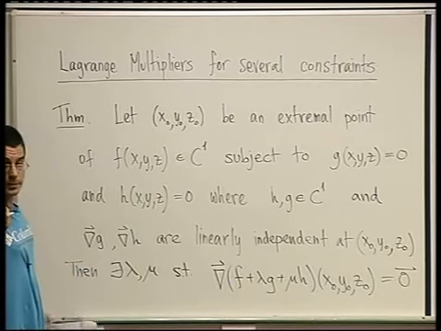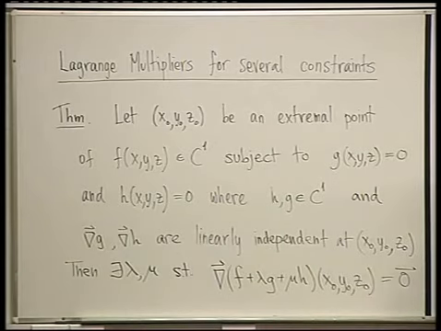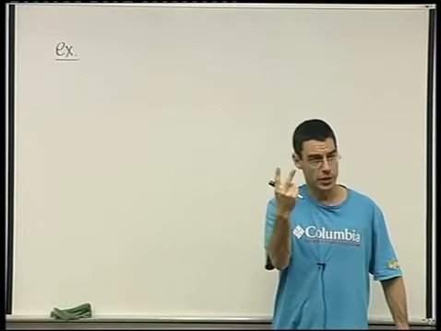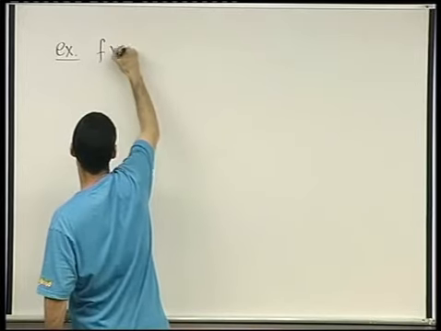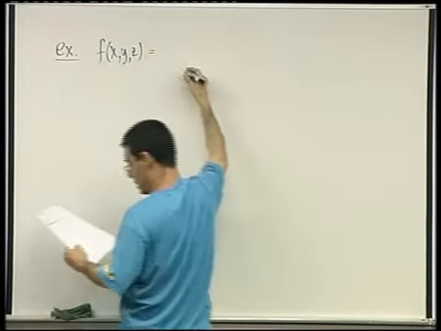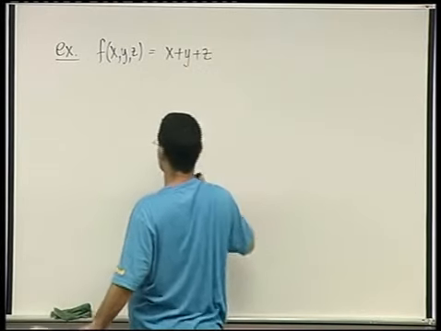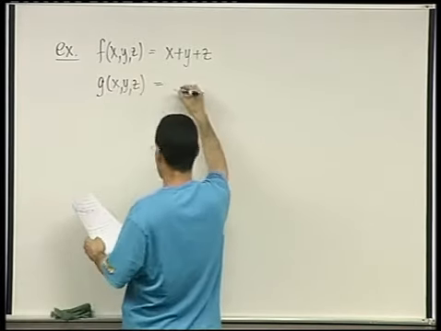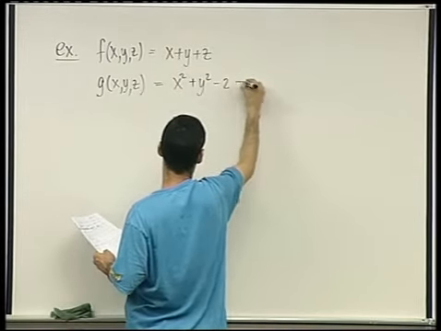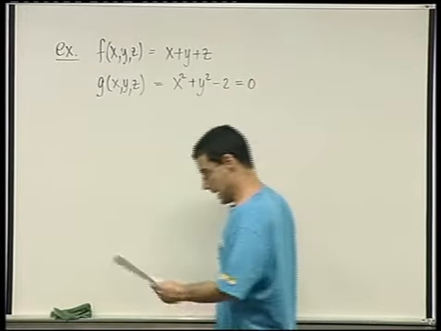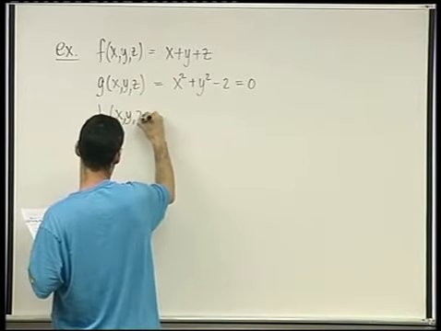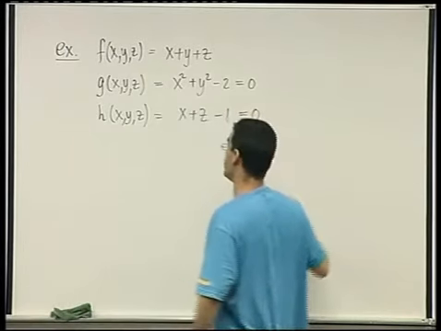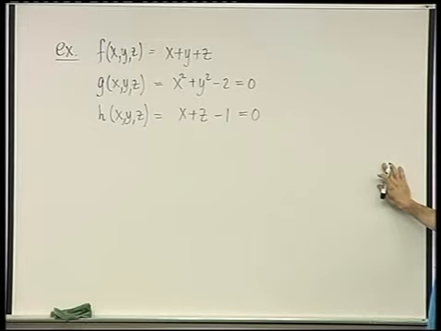Okay, let's do an example. We need a target function, f, and we need two constraint functions, g and h. So f of x, y, z is going to be the function x plus y plus z. That's the target function. g of x, y, z, the first constraint, is going to be x squared plus y squared minus 2 equals 0. And h of x, y, z, the second constraint, is going to be x plus z minus 1 equals 0. These are the two constraints. And I want to find maxima and minima.